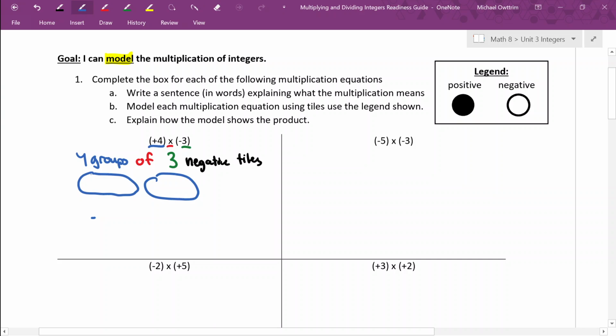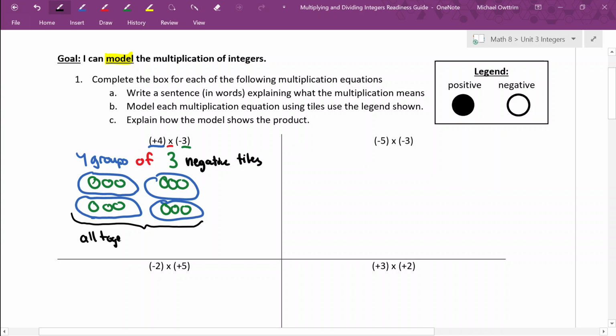And inside each group, we're going to draw 3 negative tiles. Our product is going to be the total number of negative tiles. So we'd say all together there are 12 negative tiles. And that tells us our product is negative 12.